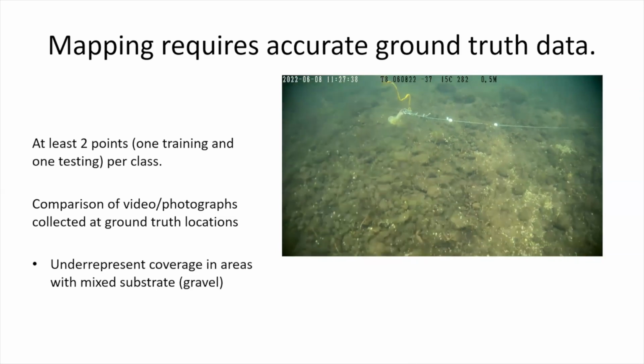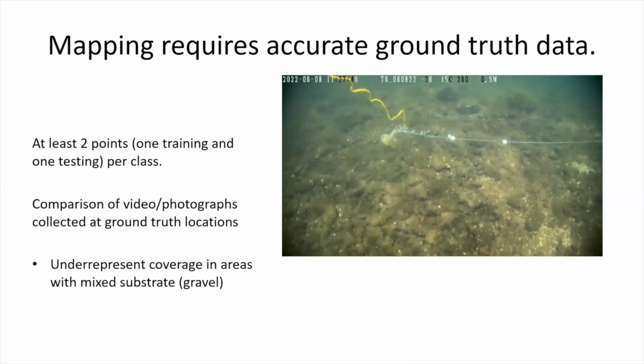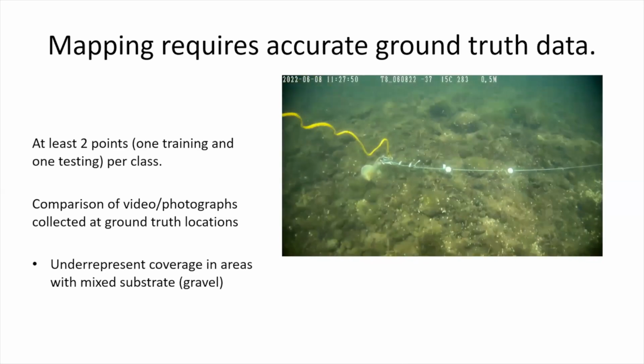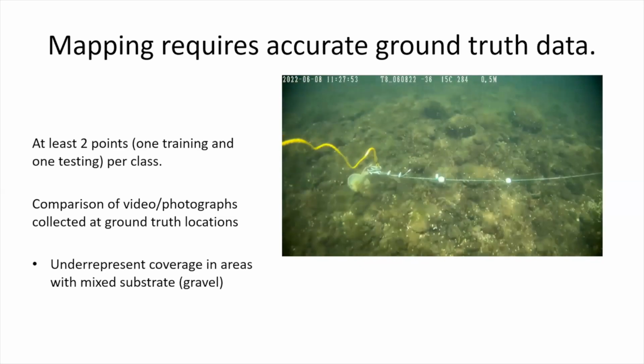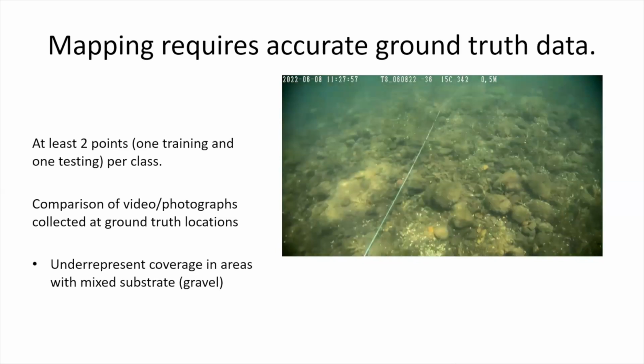So again, I had a student here take data from the phase 2 field data validation and train on those data sets. So train on comparing the scuba diver data to the video data, and then apply that training to the phase 3 ground truth locations, the large scale mapping. And a couple things that we noticed right away, one of which is that generally speaking, using the video or photographs alone, the mussel coverage was underrepresented in areas with mixed gravel or mixed substrate, particularly with gravel.